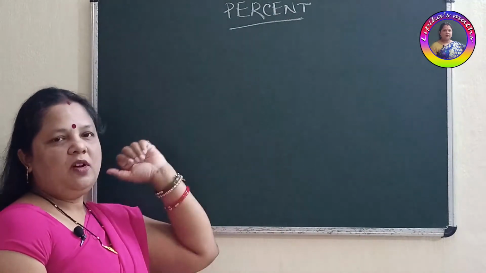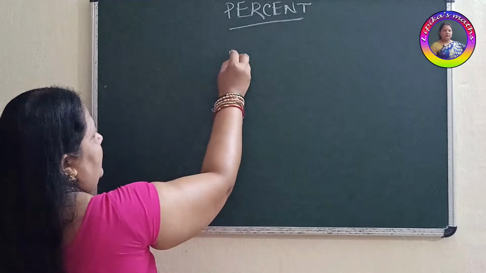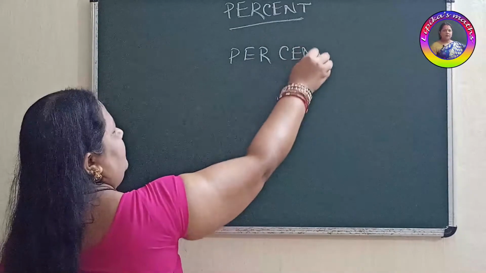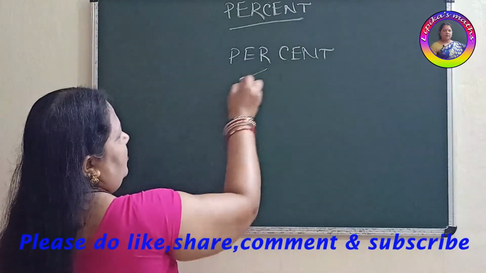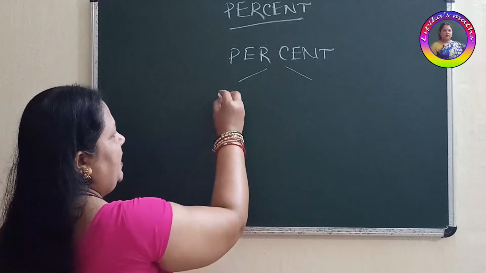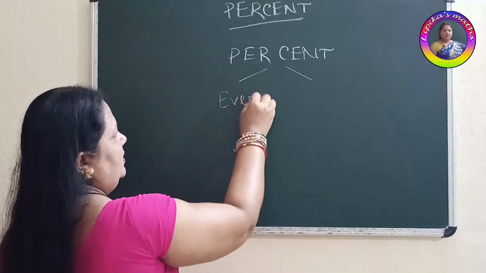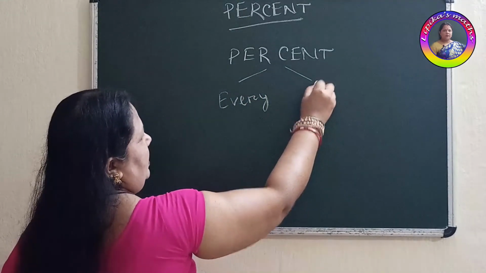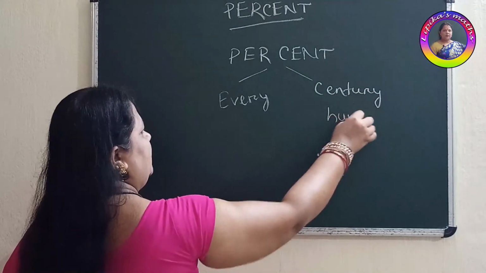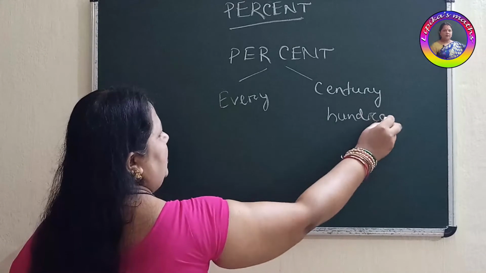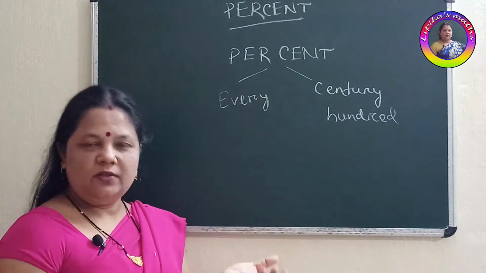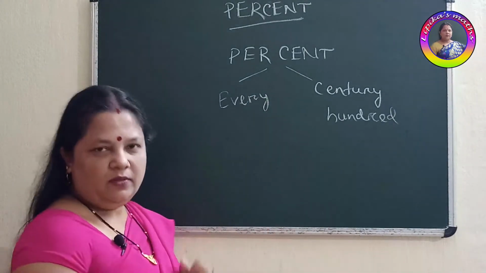So children, this term percent is divided into two parts. It comes from two Latin words, that is per cent. Per means every. Cent means century or 100. Every 100. Per, every 100. How to apply this term in our day-to-day life, in our mathematical term, that we are going to discuss.